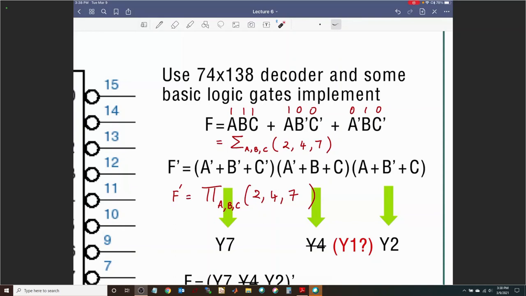All right. So we have got two options here. One is take the minterms and put them through an AND gate. So to implement F, we are trying to implement F, right? So take minterms and AND them. You guys see that? So that's one approach. You can take minterm 2, minterm 4, minterm 7, and put them through an AND gate, and you're done.